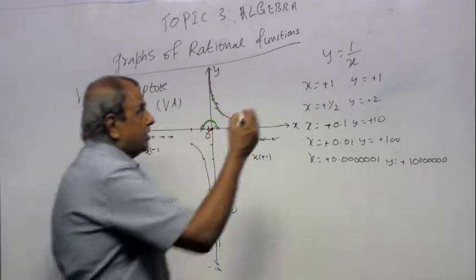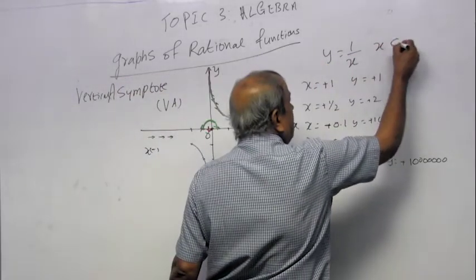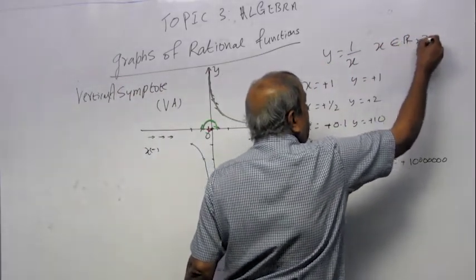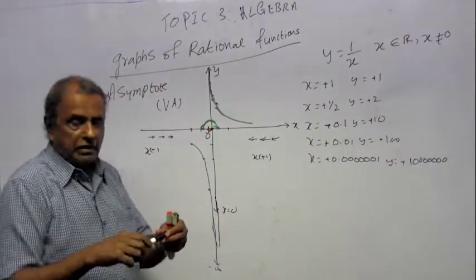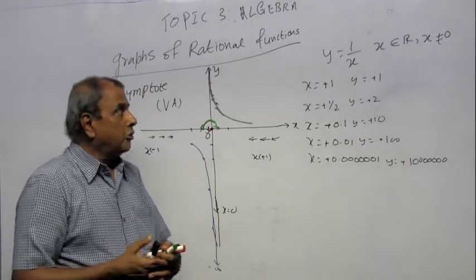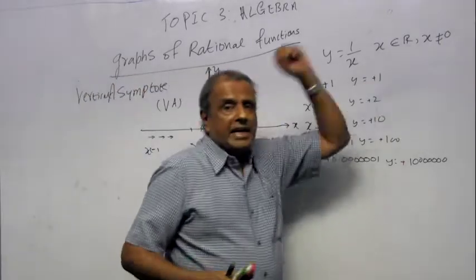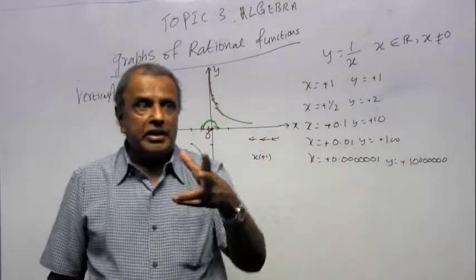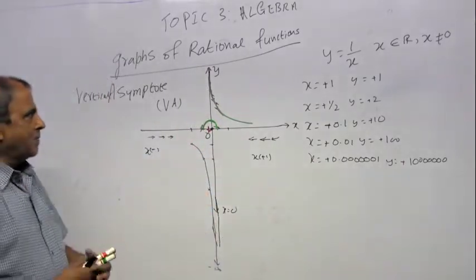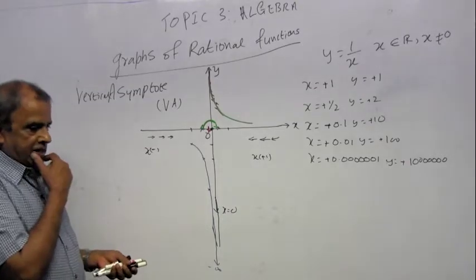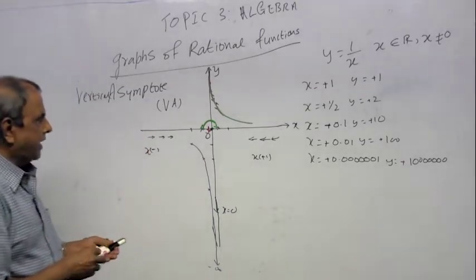So therefore, that's the reason why you always see the domain x belongs to R, x not equal to 0. So whenever you give a domain of a function, you must always indicate the points where your function is not defined. So then that's one. Let's continue with the same thing.